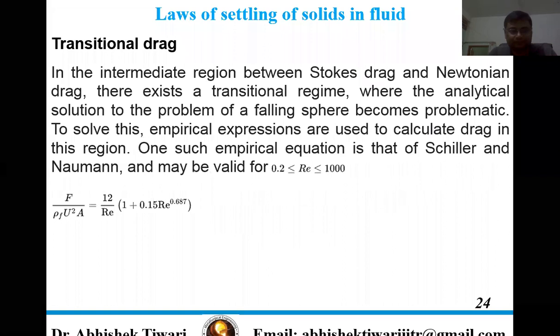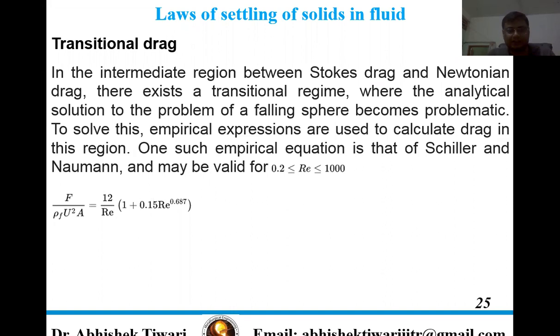Now, this is the third law of settling, that is transitional drag. In the intermediate region between Stokes' drag and Newtonian drag, there exists a transitional regime where the analytical solution to the problem of a falling sphere becomes problematic, and to solve this, empirical expressions are used to calculate drag in this region. One such empirical equation is that of Schiller and Naumann, valid for Reynolds numbers between 0.2 and 1000, and it is given by F divided by rho_f U squared A equals 12 upon Reynolds number times (1 plus 0.15 Reynolds number to the power 0.687).